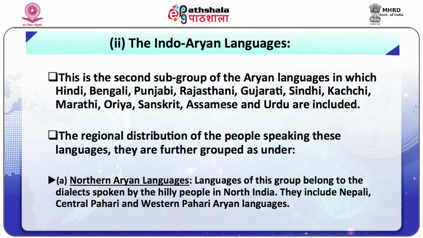The Indo-Aryan languages. This is the branch of the Aryan family which includes Hindi, Bengali or Bangla, Punjabi, Rajasthani, Gujarati, Kutchi, Sindhi, Marathi, Oriya, Sanskrit, Assamese and Urdu. On the basis of the percentage of population speaking the language under this branch, they have been classified into the following categories. Northern Aryan languages, which are the dialects spoken by the hilly people in North India, which includes Nepali, Central Pahari, Western Pahari Aryan languages.